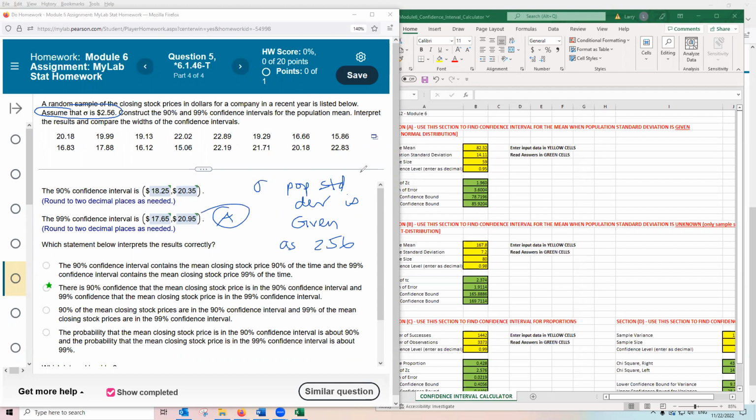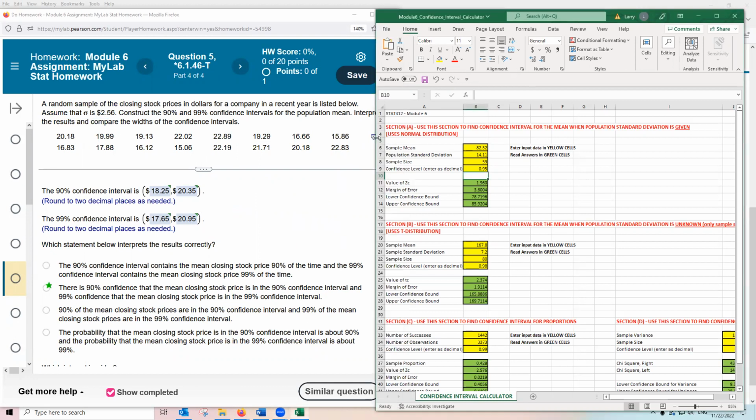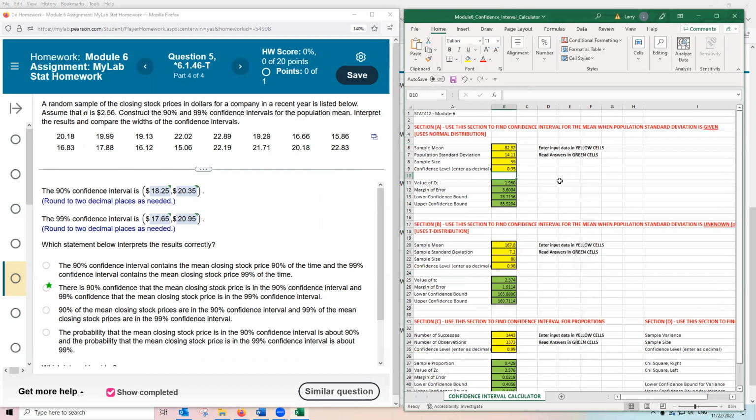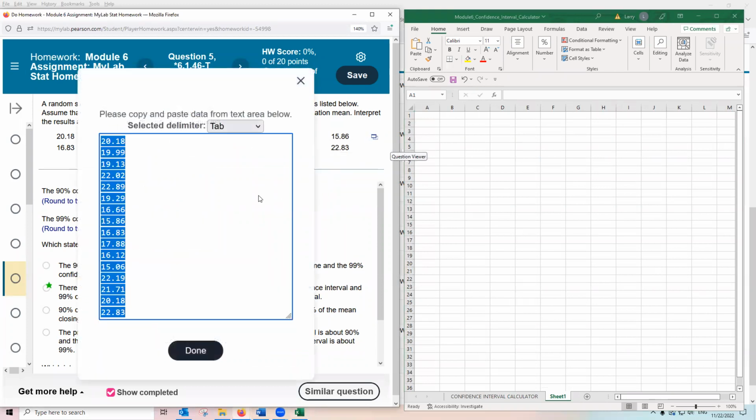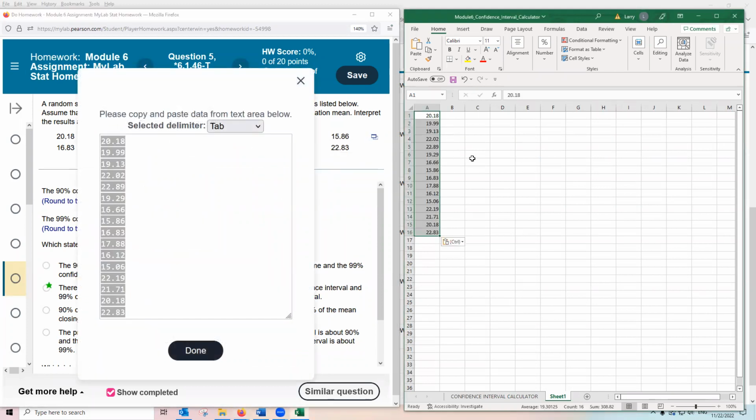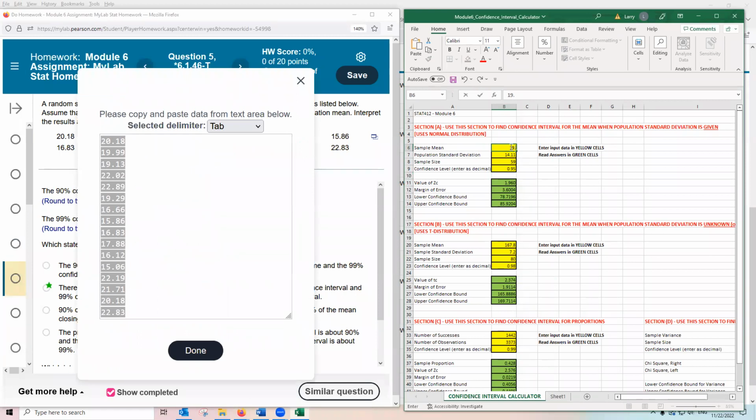What I don't know is the sample mean for this example. Well, what I could do is quickly find the sample mean by copying this data set into Excel. So let me do that. I'm just going to open up another worksheet here and I'm going to copy this data to the clipboard, and then I'll paste it here in Excel, and I'm just going to say equals average for these numbers because I quickly want to get the mean. So it looks like the sample mean is 19.30125.